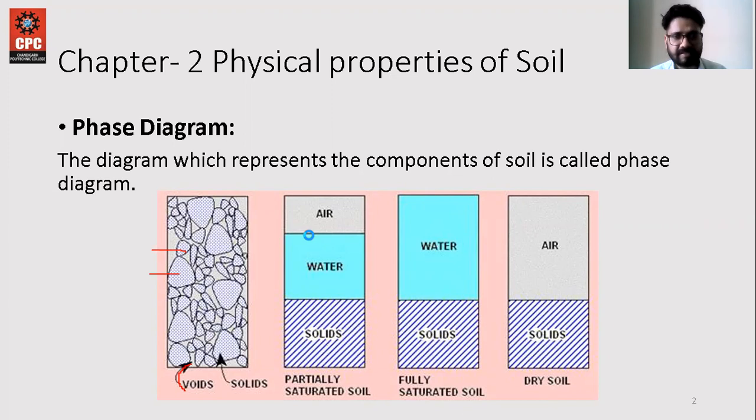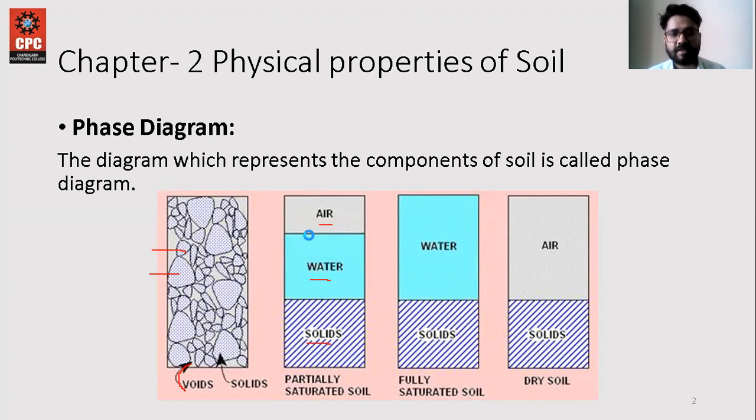In the next 3 diagrams, we can see the 3 components of soil. In the first diagram, in a soil sample, we can see that there is air and water present along with the solids. This soil sample is known as partially saturated soil, and this diagram is known as a phase diagram. Particularly, we can say this diagram is a 3-phase diagram.